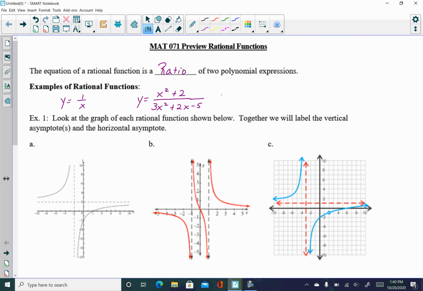Hi there. So this preview is designed to give you an introduction to rational functions and their graphs. So with that said, we'll dive right in.